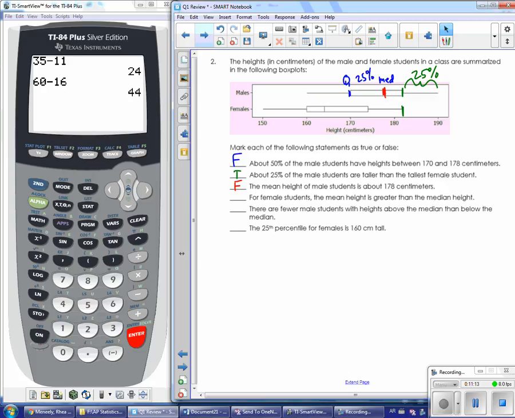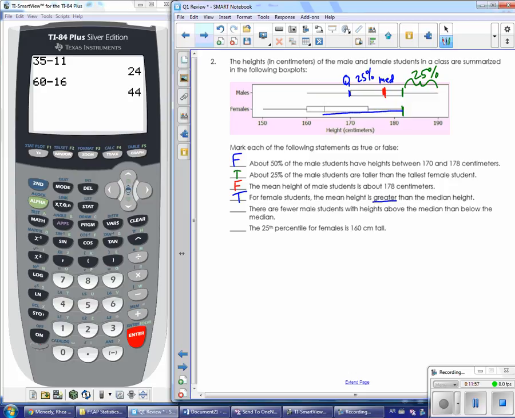Now, even though we can't know exactly what it is, we can determine the mean's relationship to the median based on the shape of the distribution. So if we take a look at the next statement, it says for female students, the mean height is greater than the median height. So in this case, this distribution is slightly skewed to the right because it's stretched to the right-hand side, and so that means that the mean height will be higher if it's skewed to the right. So the mean is greater than the median, and that is a true statement. Even though we can't see the distribution exactly, because it's slightly skewed to the right, I can tell that the mean is going to be higher than the median.